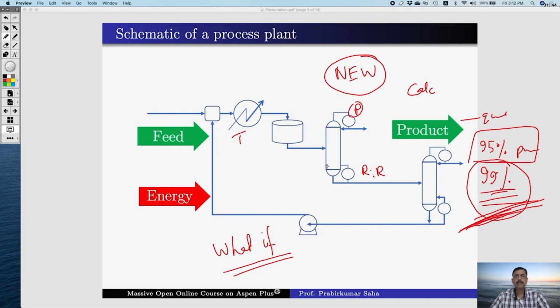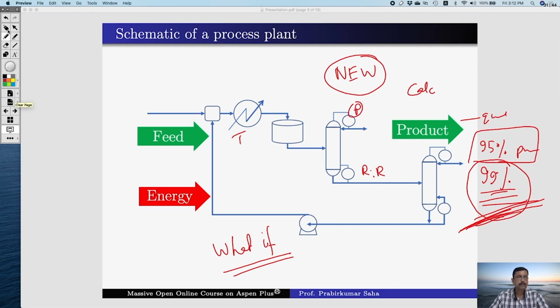Now, these things cannot be done in the real life plant. The plant manager will not allow one to go and meddle with the system. So, one needs to do some calculation on pen and paper. How to do that calculation?